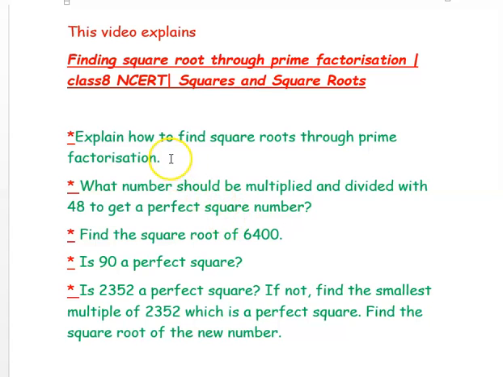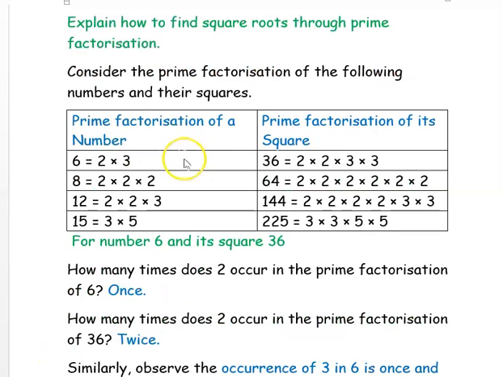In this video, we are going to see how to find square roots of the given number through the prime factorization method with a few examples. Our first question is, explain how to find square roots through prime factorization. So consider the prime factorization of the following numbers and their squares. We'll see the prime factorization of a number and its square first.